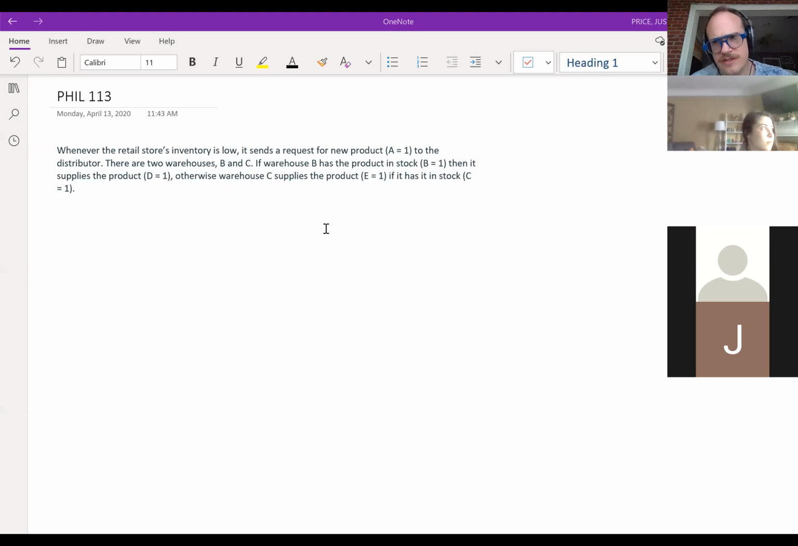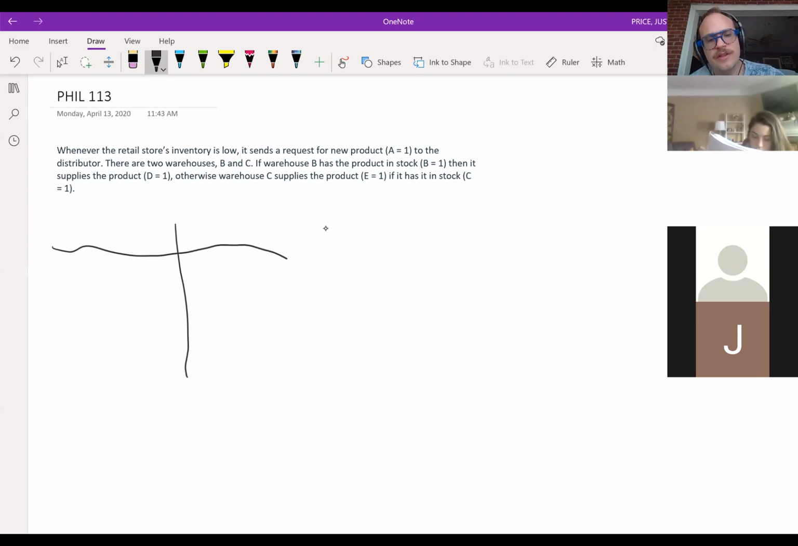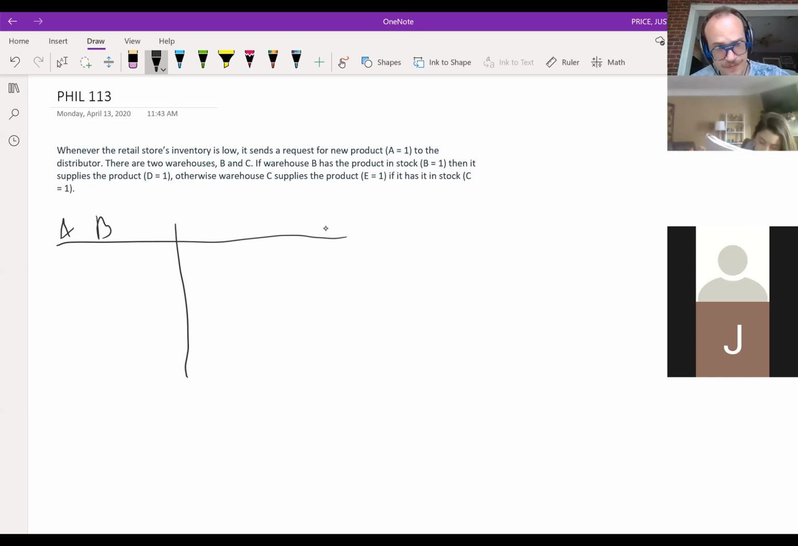I'll give you guys several minutes to attempt this on your own, and then we'll do it together. So what you're going to do is come up with a table of operations for this circuit that they're describing. So there's 3 inputs. We've got sending a request for a new product, input A, warehouse B having the product, input B, and C having the product. And then there's 2 outputs.